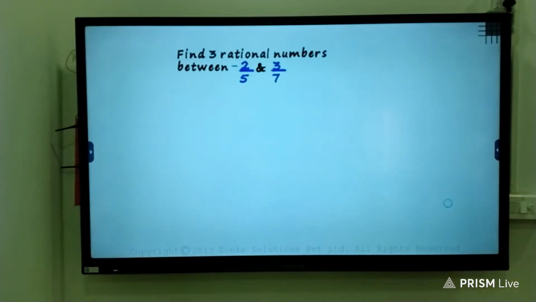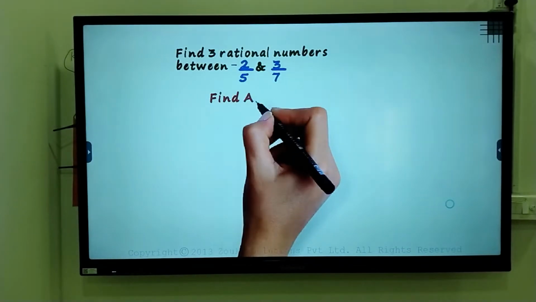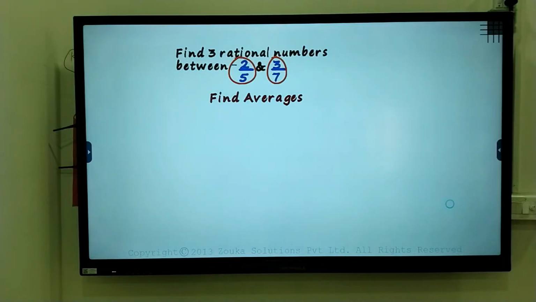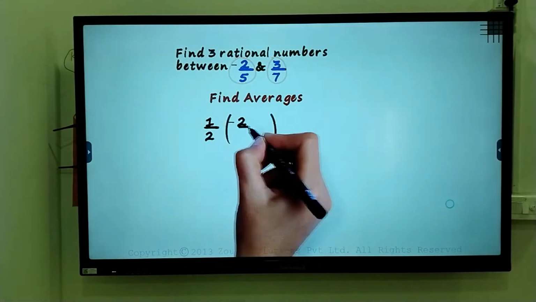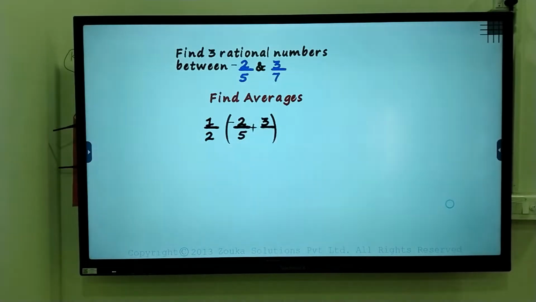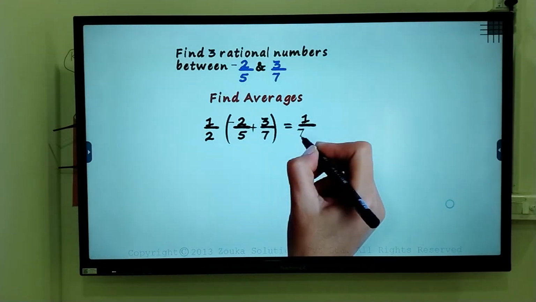We've been asked to find three rational numbers between minus 2 by 5 and 3 by 7. Observe that in this case, the denominators are different, so we cannot directly write three rational numbers in between them. A simpler approach would be to find averages. The average of these two numbers would be half multiplied by minus 2 by 5 plus 3 by 7. We are adding two numbers and dividing them by 2. After solving this, we get the average as 1 by 70.